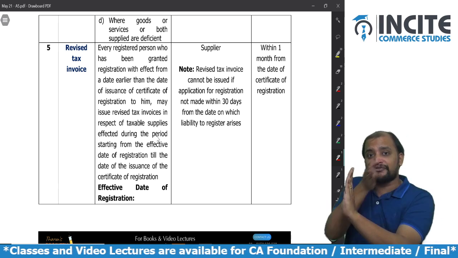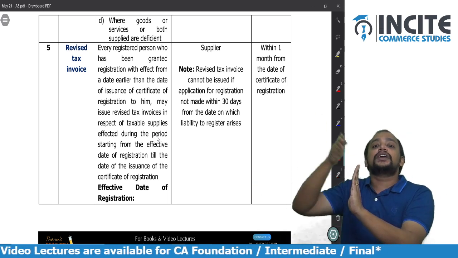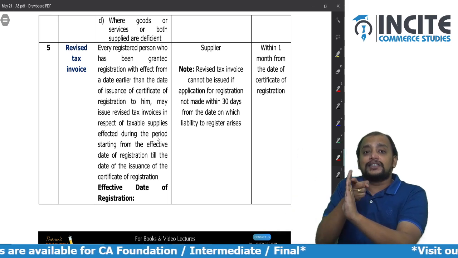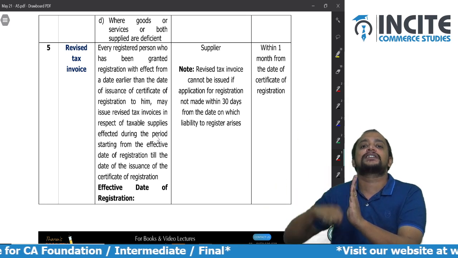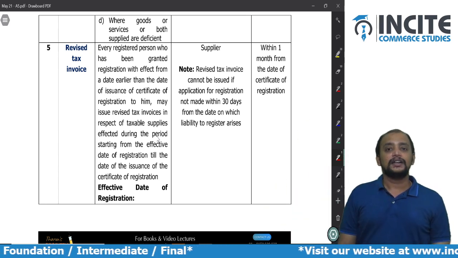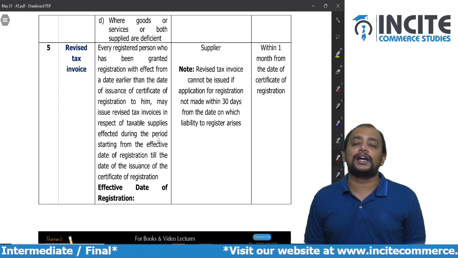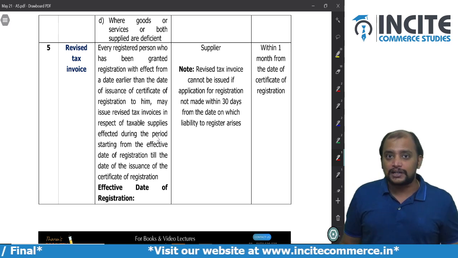After 5th May, before 7th June, whatever supplies we made, after 7th June, you give the revised tax invoice within 1 month. So that for these supplies on which you are paying GST, by giving the revised tax invoice, you can recover the GST from the customer. But practically, it is not possible because the customer says, go to hell, I will not pay GST. So theoretically, they gave it.